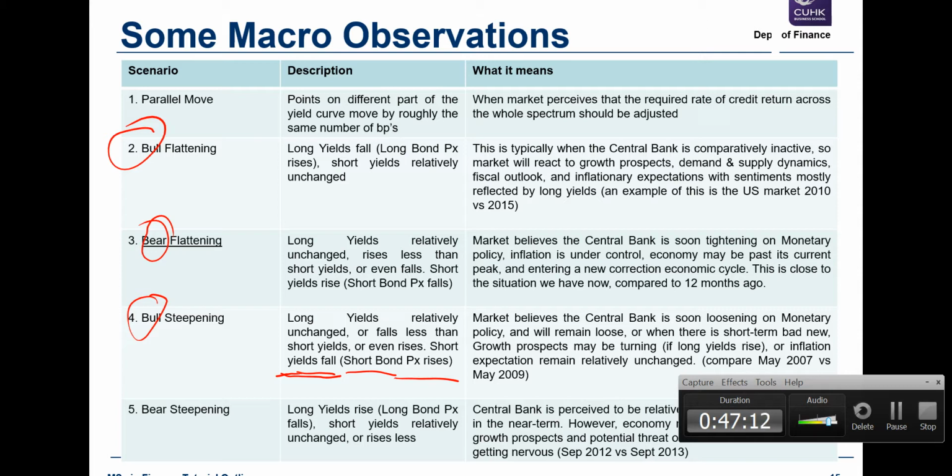Now, what is a bull flattening? Bull flattening is when the long yields are falling and the short yields are not really changing much. This usually happens, if you look at the commentary that I've written, when central banks are not really doing much, so the market will just react to general growth prospects and demand and supply and fiscal outlook and so on. The best example I can think of is the US market in 2010 to 2015.